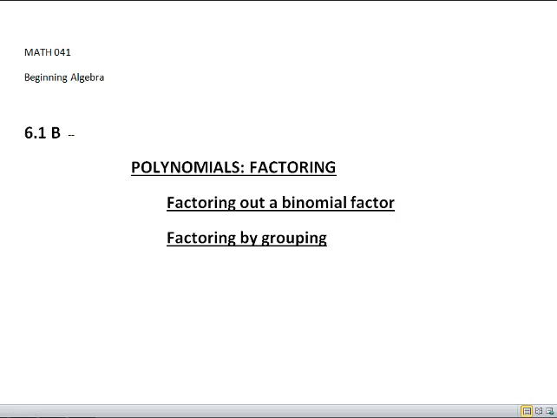Chapter 6 is polynomials factoring, and 6.1 talks about a couple different things. 6.1a talked about factoring, greatest common factor. This video talks about factoring out a binomial factor, and then factoring by grouping. We'll use factoring the binomial factor inside of factoring by grouping, so we kind of have to look at this topic first before we do anything more. So let's take a look.